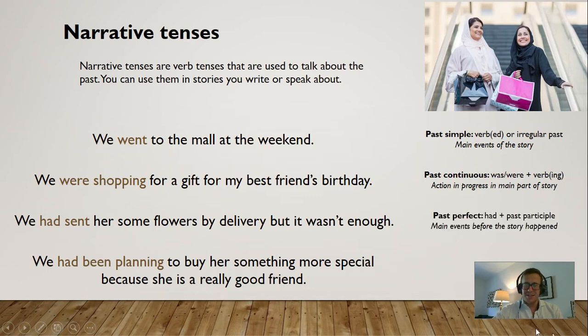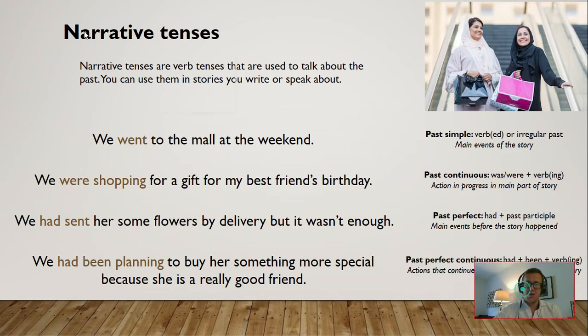We had sent is had plus past participle. It's slightly different to the past things. They have a third version. You know these, given. Some of them are normal, like played, but some of them are taken, given, understood. You need to remember these. And these are things that happened before the story. We had sent her some flowers, so I sent the flowers before I went to the mall. So this is something in the story that is important in the past.